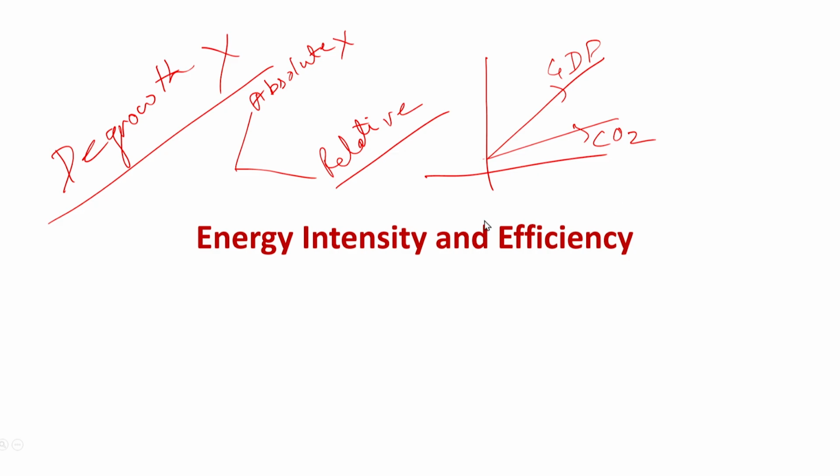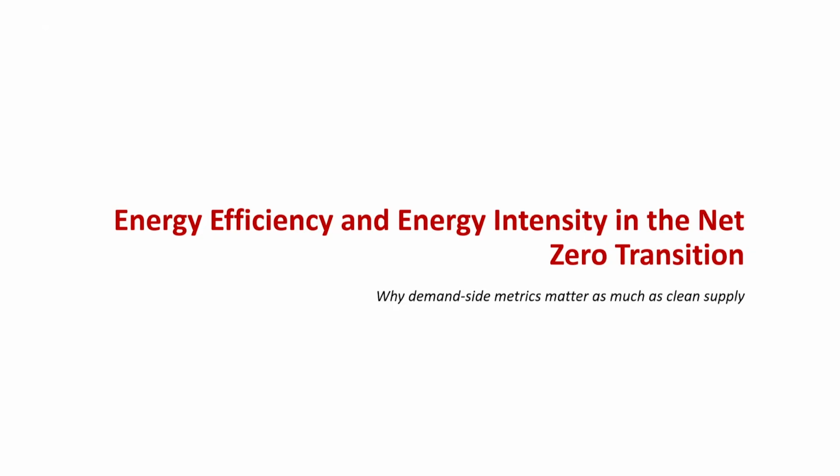Okay, so now since we have understood that, let us start looking into a deeper understanding of this subject. The first topic that we will cover under this would be energy intensity and energy efficiency. So energy intensity or energy efficiency in the net zero transition is what we will talk about, and we will also talk about why demand side metrics matter as much as clean supply does. So we are not talking about renewable energy here, so you need to be careful when we talk about this.